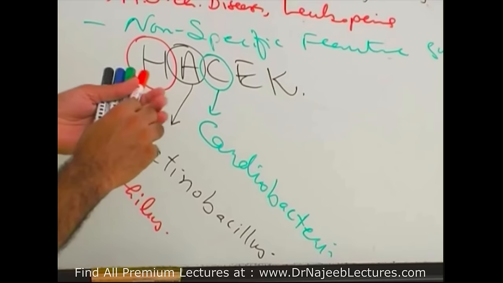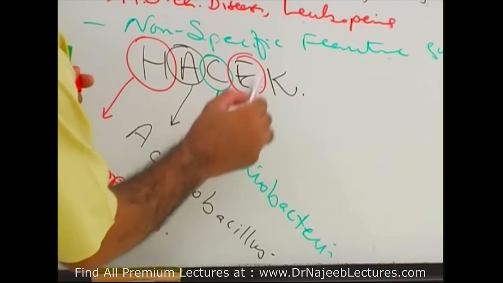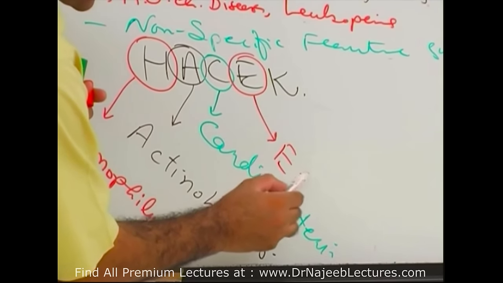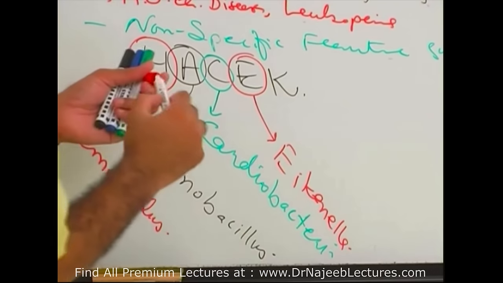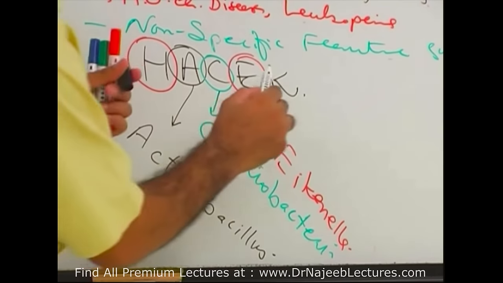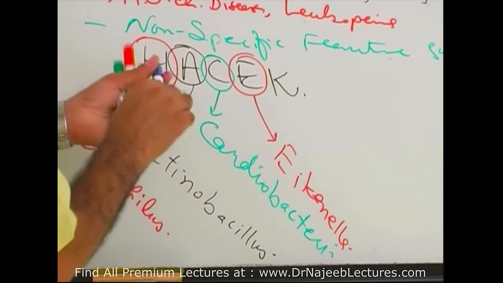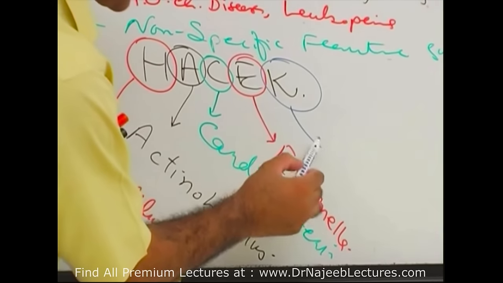And E stands for Eikenella, and of course K is for Kingella, not for King, Kingella.